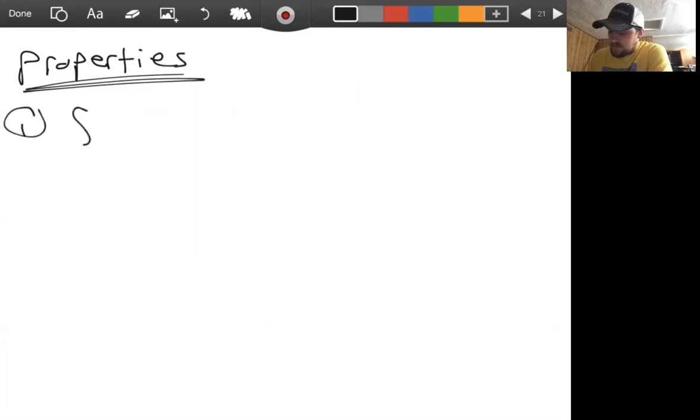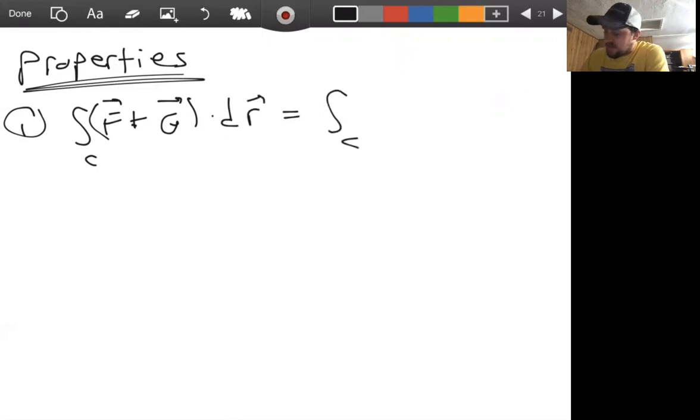Now, there are some properties of vector line integrals that are worth mentioning. The first one is that the vector line integral of the sum, so say you have some vector field that's given by the sum of two other vector fields, F plus G, dot dr. Well, this is the same as taking the vector line integral over the first plus the vector line integral over the second, and that should be a G, sorry, not a very good G.